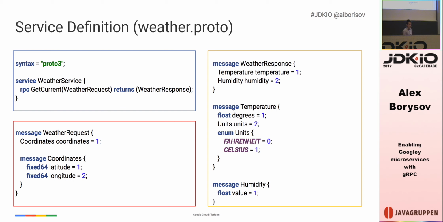Now we have to define our request and response messages. Protobuf supports many standard data types and allows you to define your custom messages or structures. Our weather request will have a field coordinates with latitude and longitude. And weather response has temperature and humidity, whereas temperature is a message with degrees and units.